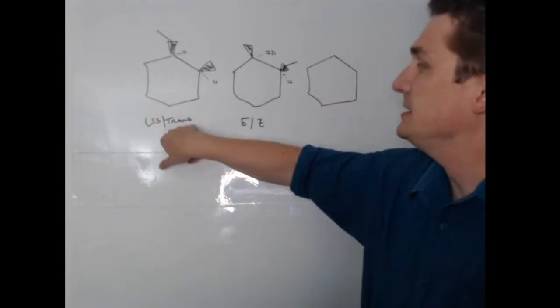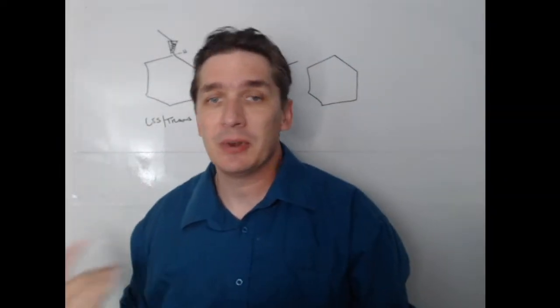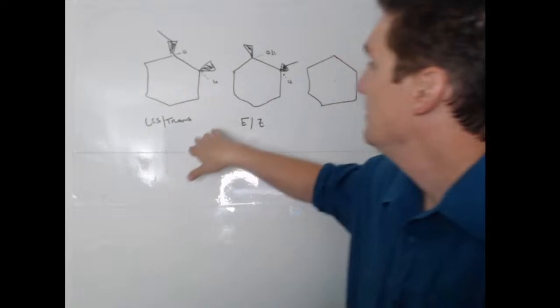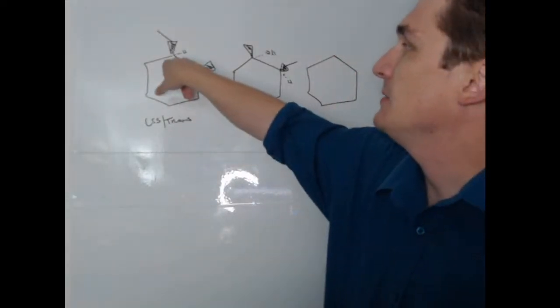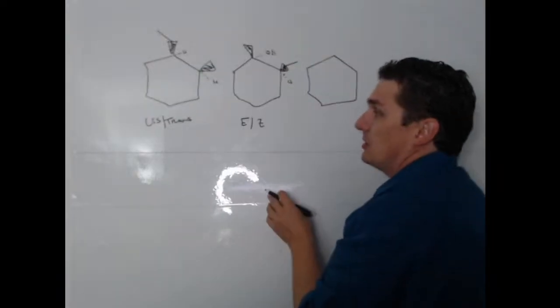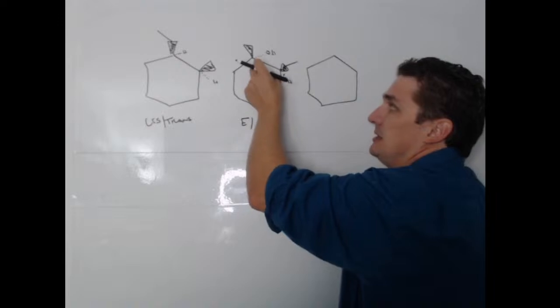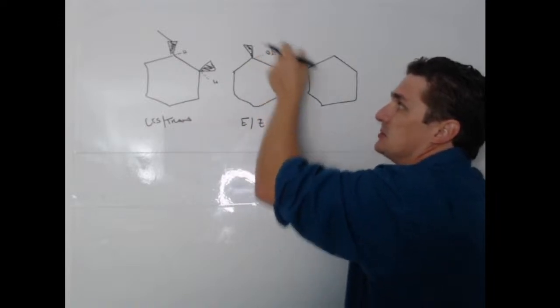So the cis-trans is the easiest. It doesn't require calculating priorities and assigning whether the priorities are the same on both sides. But it's also more limited because we have to have two groups that are the same on the two substituted carbons. The EZ is harder, but you can do the EZ here, and you can't do the cis-trans here because we have four different groups.